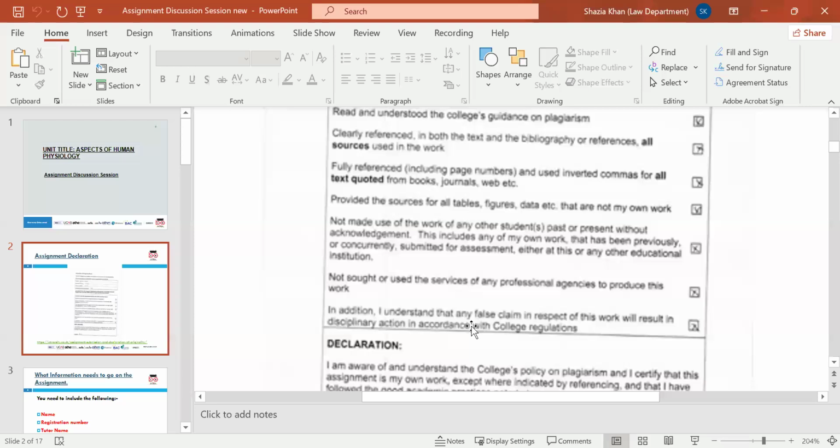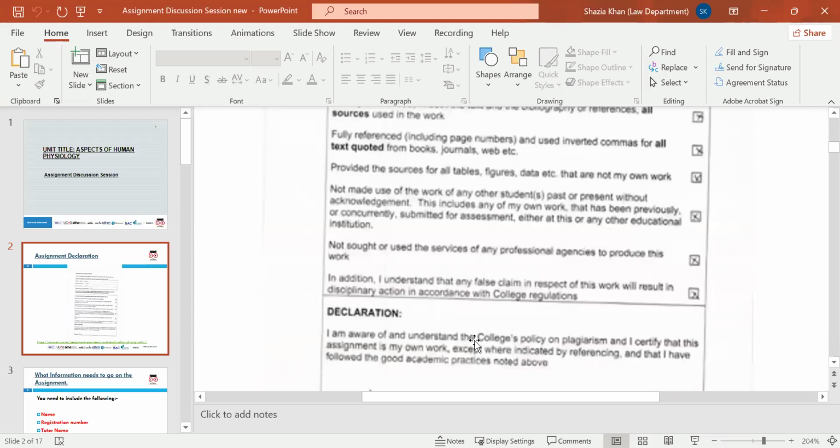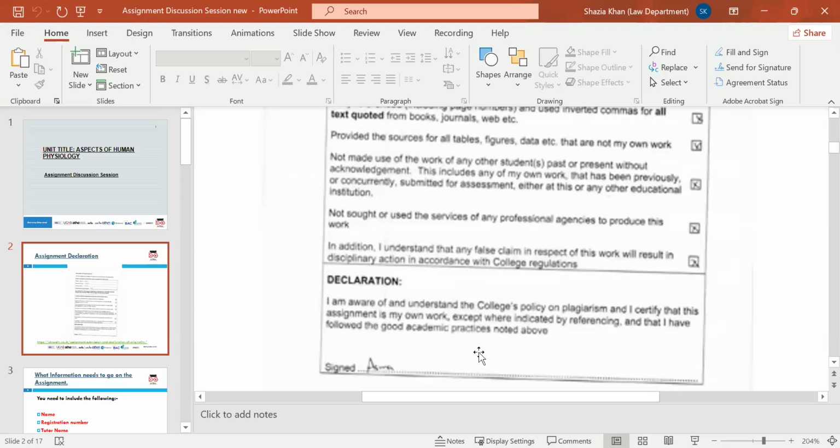So you need to make sure you are not reusing your own work, that the work you have submitted is not plagiarized, and that you've not used any services and things like that. It's really important when you sign this declaration, because the declaration at the bottom says, I am aware of and understand the college's policy on plagiarism, and I certify this assignment is my own work, except where indicated by referencing, and I have followed the good academic practices noted above. So it's really important you reference your work.